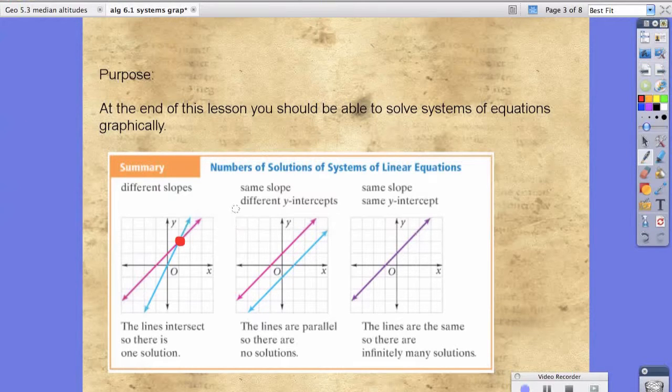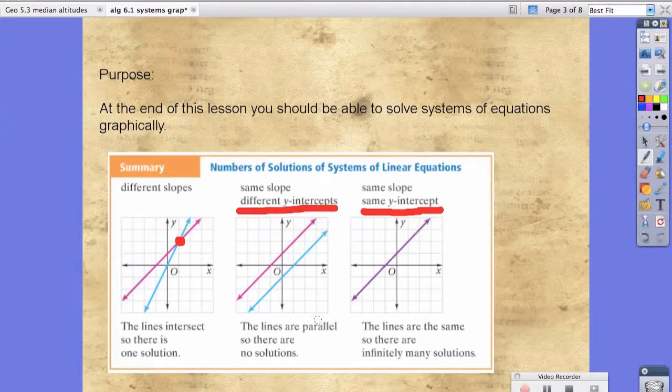In this instance, where they have the same slope but different y-intercepts, this essentially means, based on the graph, that they never touch. And if they never touch, then there is no point of intersection, which means that there are no solutions. So no touching means no solutions. Now in this instance, the last case, it says same slope, same y-intercept, which means that these two lines are exactly on top of one another.